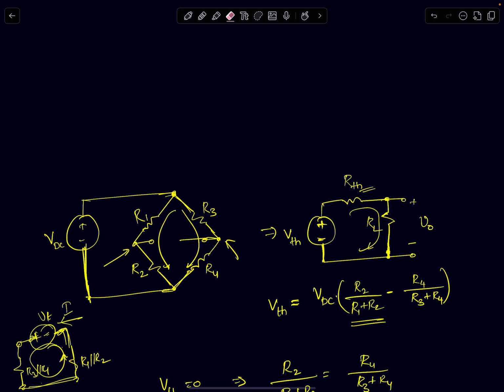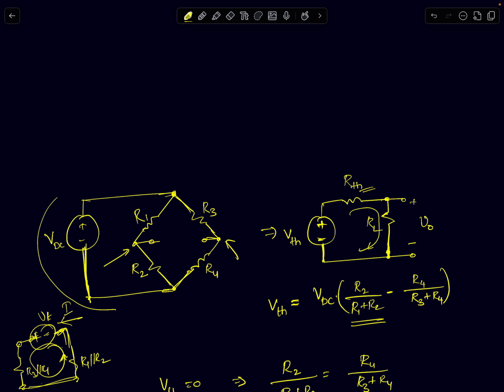The moment I connect a resistor in between, of course the analysis becomes a bit more complicated, but the bridge is said to be balanced if no current flows through the resistor R, or let's call it RL. So to understand the value of the current flowing through the resistor, we can quickly draw the Thevenin equivalent of this block.